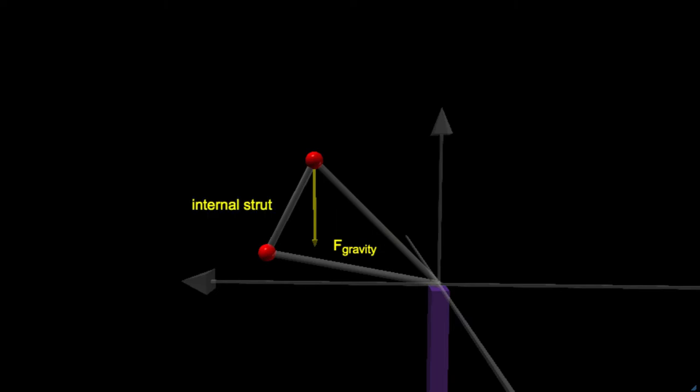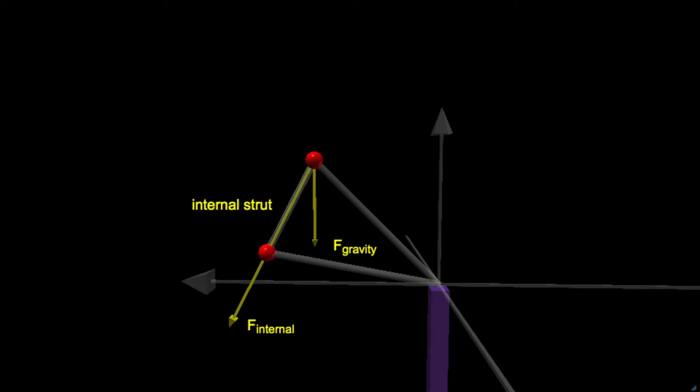The corresponding force must lie along the line between the masses. Because the two masses are rapidly rotating about their center of mass, the internal strut must exert a large centripetal force inward towards the center of mass. Here, the centripetal force on one of the masses is shown as a yellow arrow. By the way, these force vectors are not drawn to scale. The internal force is typically hundreds of times larger than the gravitational force.